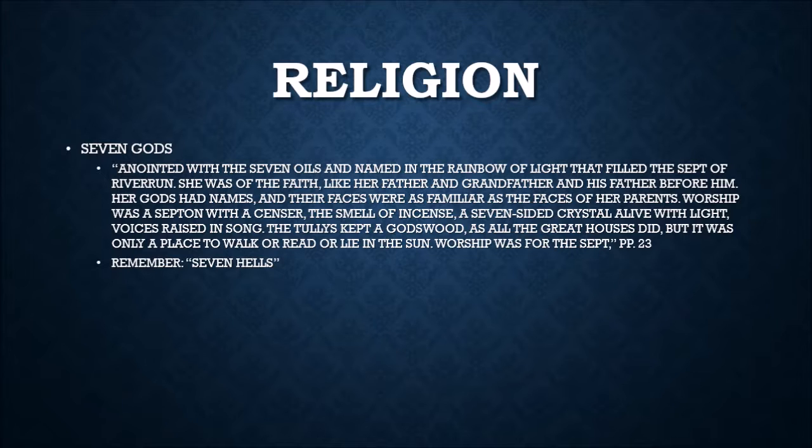"Worship was a septon with a censer, the smell of incense, a 7-sided crystal alive with light, voices raised in song. The Tullys kept a godswood, as all the great houses did, but it was only a place to walk or read or lie in the sun. Worship was for the sept." And then remember in an earlier chapter we had a character, I believe it was Theon, saying "7 hells," which sort of ties into the 7 gods. 7 gods, 7 hells, maybe.